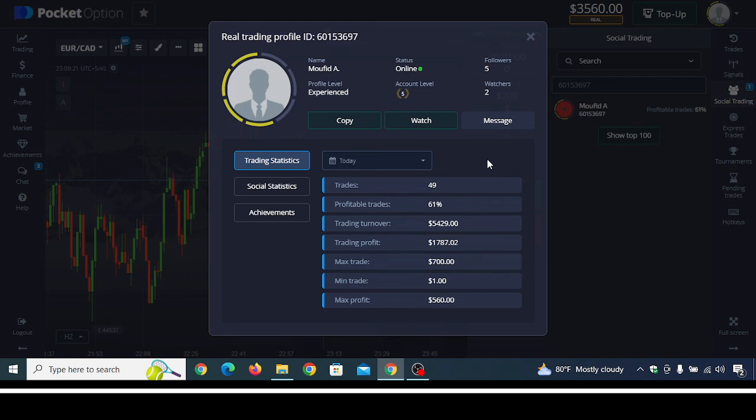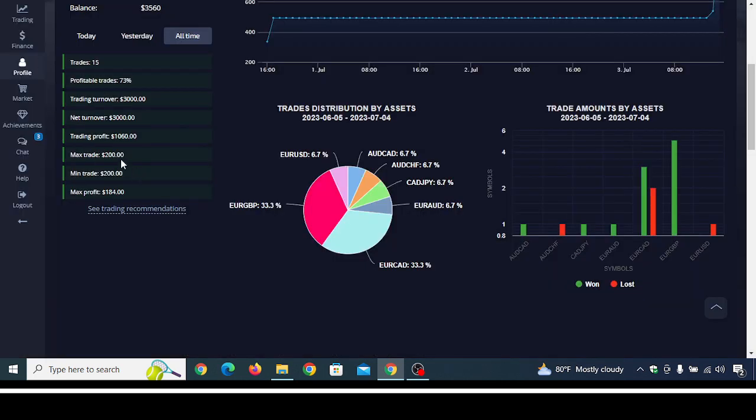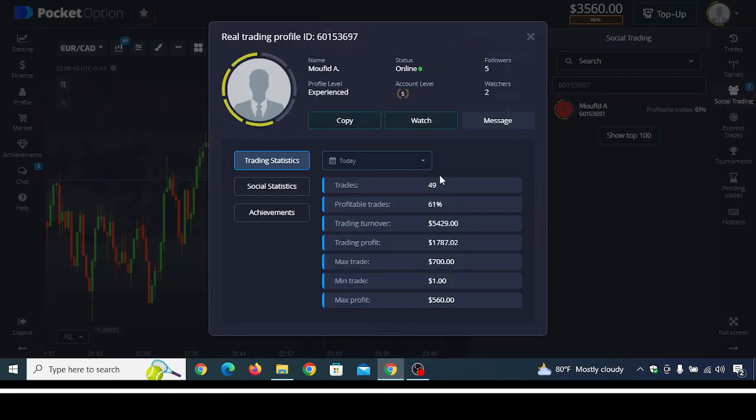Recently I am doing $200 per trade. So as you can see here, my max trade is 200 and my minimum trade is also 200. That means you can copy 100% of my trade or even 1%. That means you can copy $2 per trade, $4 per trade, $8 per trade, as you wish. And this is the exact thing that I am going to explain, how you can do it.